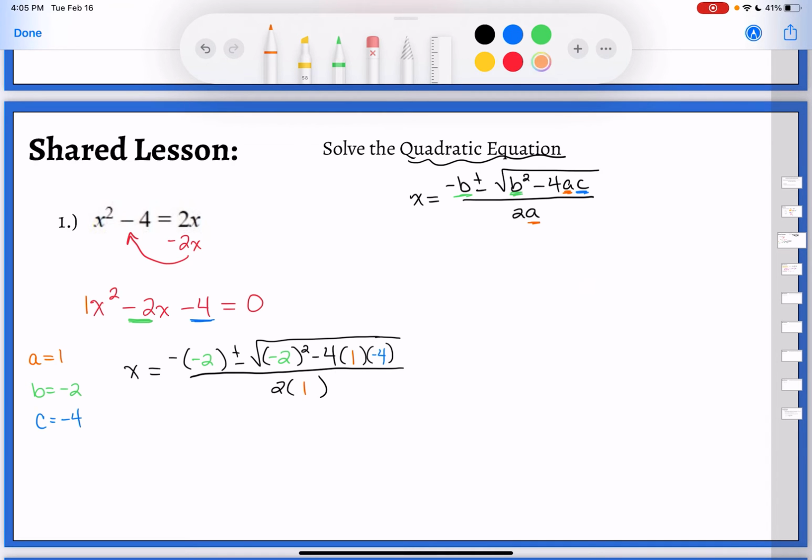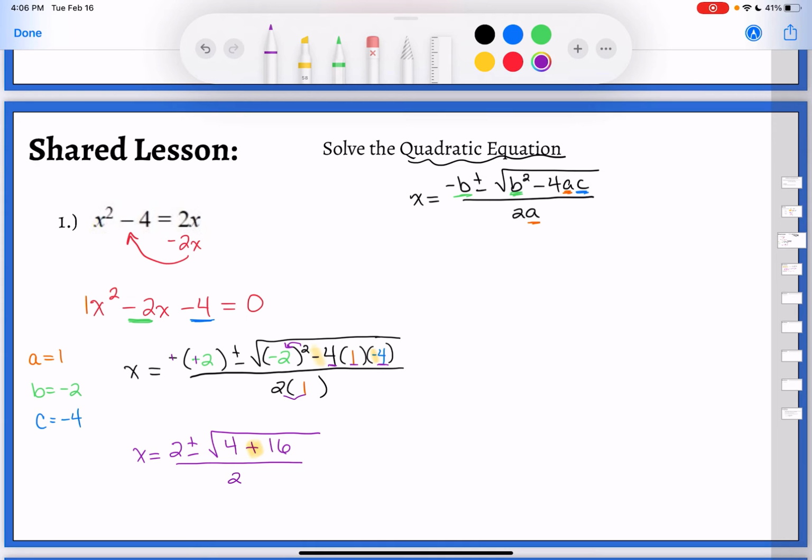Now all I do is start simplifying. Use those order of operations. We know how to do it from here. I see 2 negatives make a positive, so x equals positive 2, plus or minus. Let's see what I could do here. Negative 2 squared gives me positive 4, right? Be careful, watch your negatives here. I can do negative 4 times 1 times negative 4 should give me positive 16, right? 4 times 4 is 16. I have 2 negative signs, so that means that my answer will be a positive 16. And the whole thing is divided by 2 times 1, which is 2.